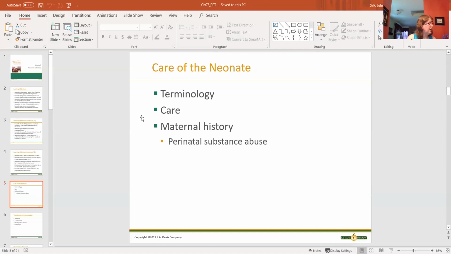And then as far as maternal history, perinatal substance abuse is going to be a really big deal. If this baby gets exposed to that, then they're going to have a really hard time when they first are born. So substance abuse can affect the developing fetus through exposure to nicotine, selective serotonin reuptake inhibitors, benzodiazepines, alcohol, opioids, any type of substance like that. It can all affect the baby.